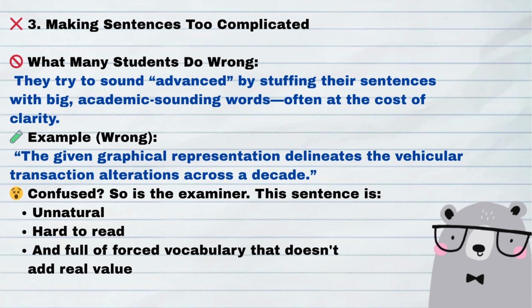Okay, moving forward to the third big mistake students make: making sentences too complicated. Don't make your sentences too complicated. What many students do wrong is try to sound advanced by stuffing their sentences with big, academic-sounding words, often at the cost of clarity. Here is an example of what is wrong.